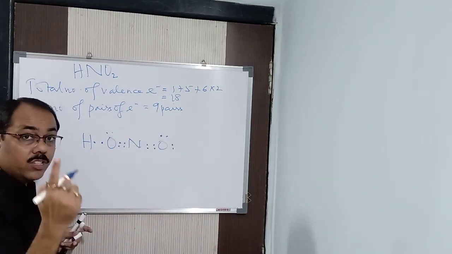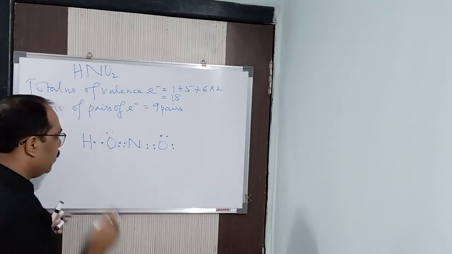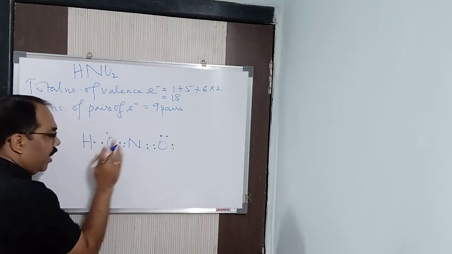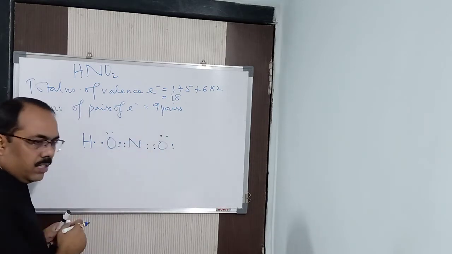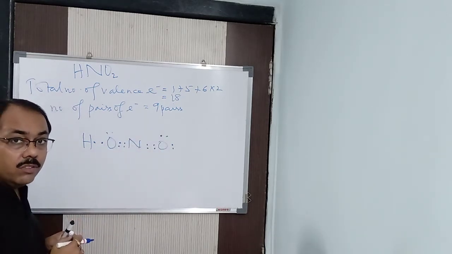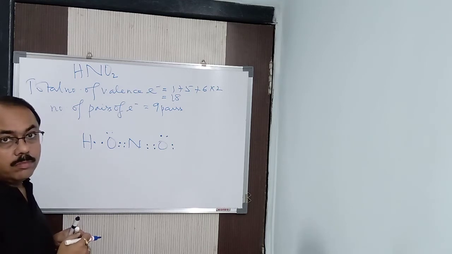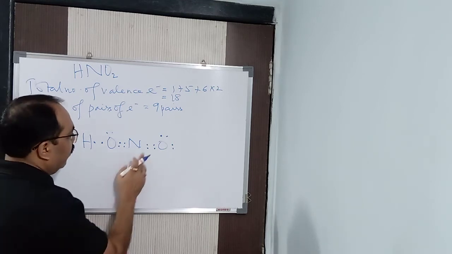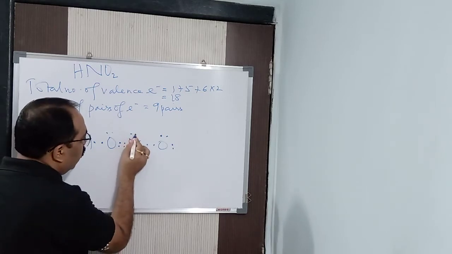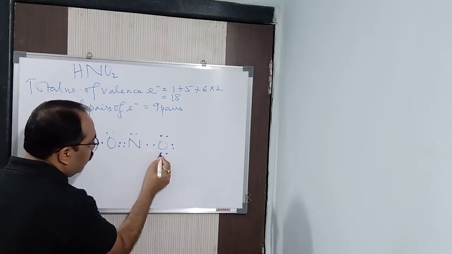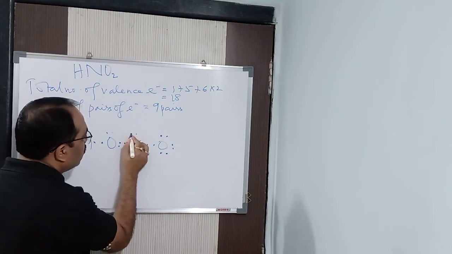But I am short of one more pair of electrons, because there are 8 pairs but I require 9. See here, 1, 2, 3, 4, 5, 6, 7, 8 pairs are there. But I require 9. What will I do? Sir, the question is wrong. No, the question is correct. What will I do? See here, I will remove this one. I will put one more pair here and one more pair here. So 2 pairs are arranged.